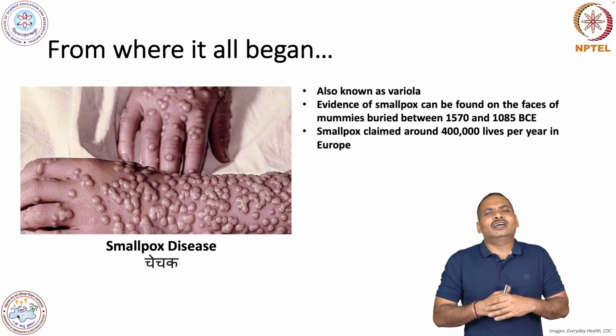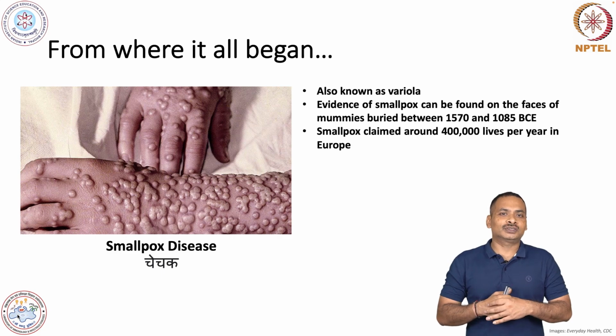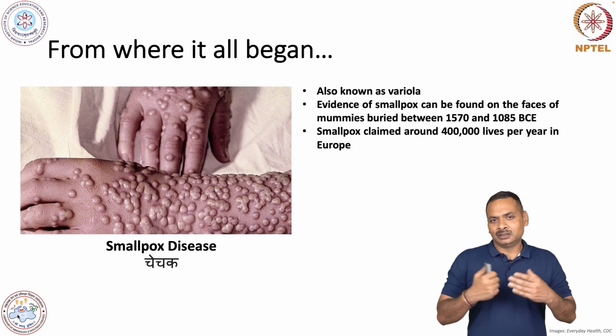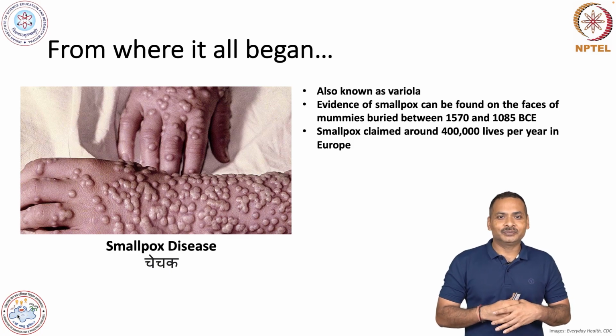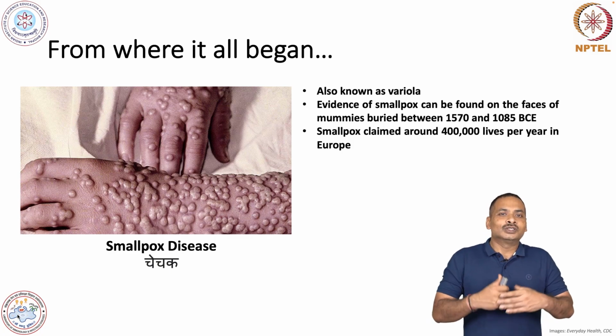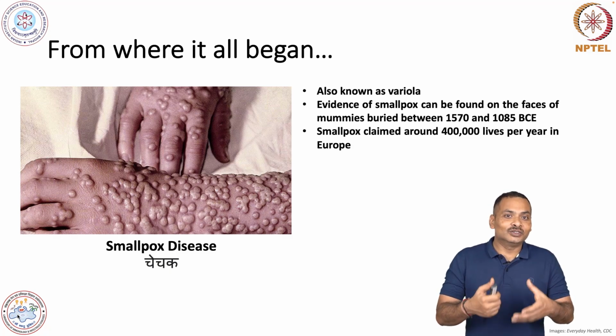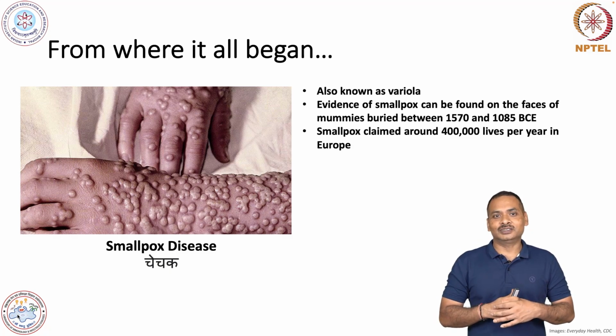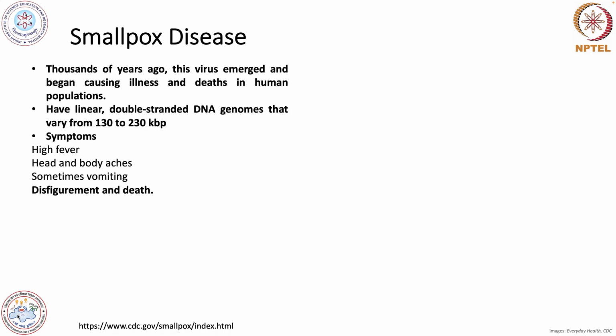But before that, I want to give a glimpse of the smallpox disease in light of current knowledge. Just a little information so that you will develop an interest, and then you will go through the history. Thousands of years ago this disease started, and the virus emerged and began to cause illness and death in the human population. It emerged and caused so many deaths.